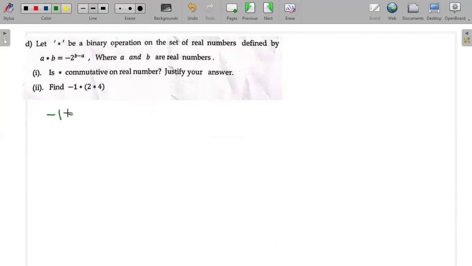Find negative 1 star 2 star 4. So what we begin with is what is in the bracket, which is 2 star 4. This is going to be, so we're using this here, that's negative 2. My B in this case is going to be 4. My A is 2. And this is going to be negative 2. Subtract the 2 there. I'm going to have a 2.